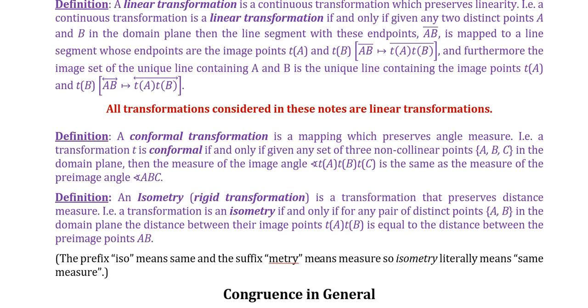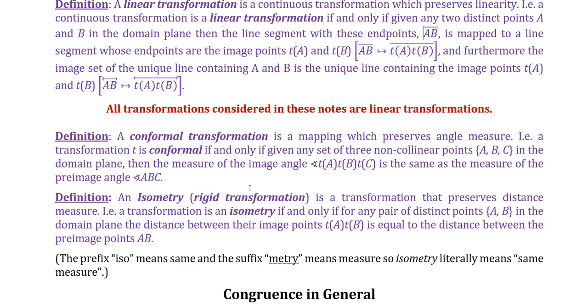A conformal transformation is a mapping which preserves angle measure. In other words, a transformation T is conformal if and only if, given any set of three non-collinear points A, B, and C in the domain plane, of course, we know we can make an angle ABC out of that, then the measure of the image angle, angle T of A, T of B, T of C, is the same as the measure of the pre-image angle ABC. So angles get mapped to angles, and they do it in such a way that the angle measure stays the same between the pre-image and the image.